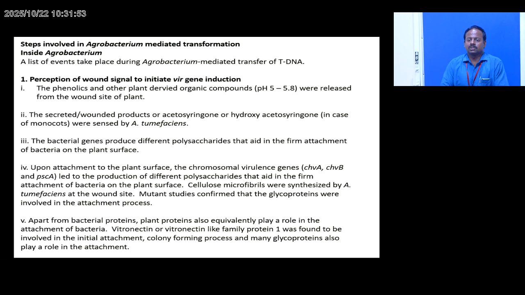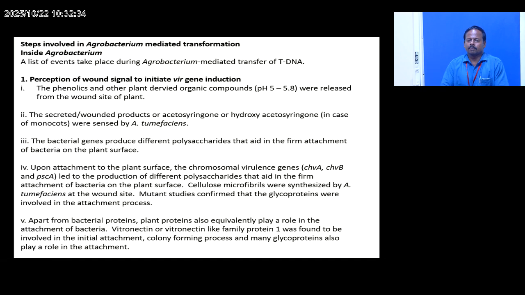Some bacterial genes also produce different polysaccharides that aid in the firm attachment of Agrobacterium onto the plant surface. Upon attachment, the chromosomal virulence genes of Agrobacterium, that is chvA, chvB and pscA, lead to the production of polysaccharides that make the attachment stronger. Cellulose microfibrils are synthesized by Agrobacterium tumefaciens at the wounded site. This was confirmed by mutation studies.